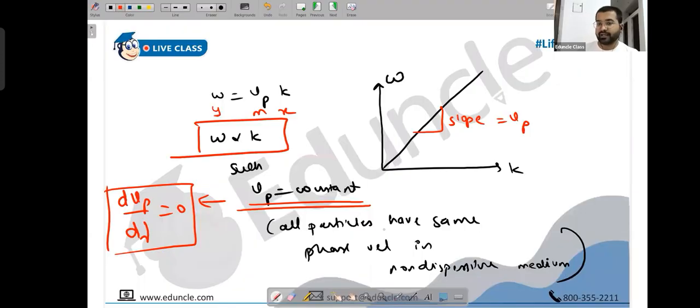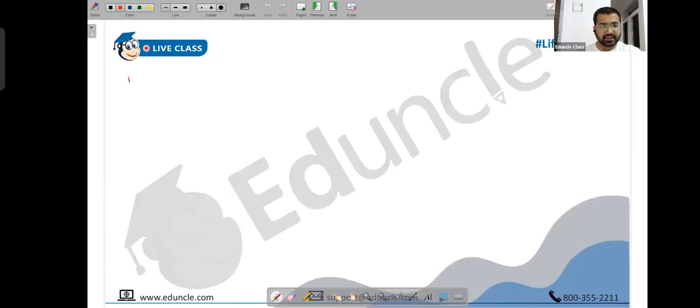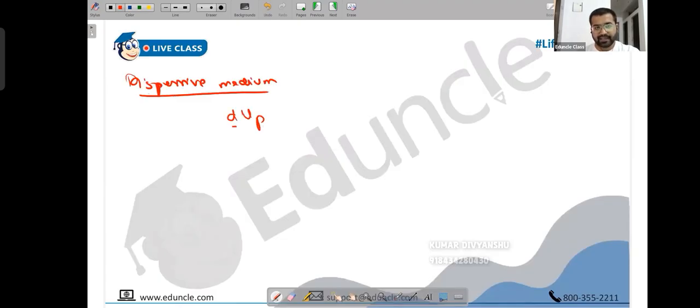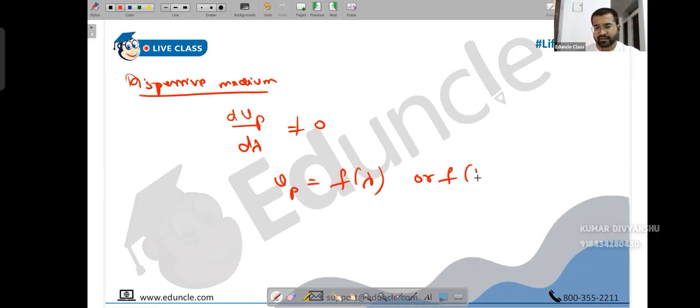So in a non-dispersive medium, this is 0. In a dispersive medium, this is a function of wavelength. Different wavelength, different velocity, and hence you have deviation. You can also make a note that in a dispersive medium, dVp by d lambda is not 0. Vp will be a function of lambda, or you can say Vp is also a function of k.